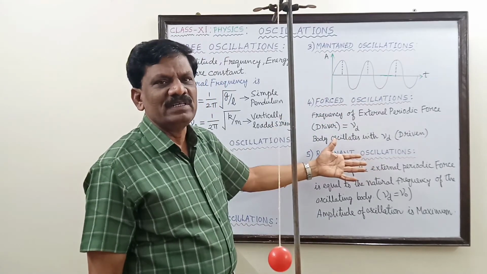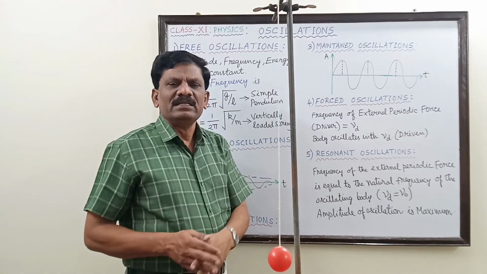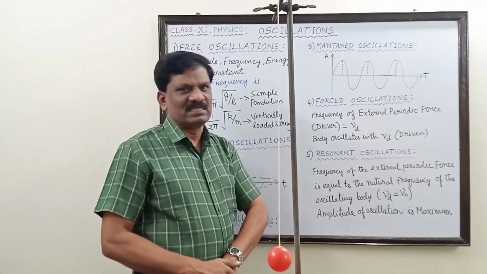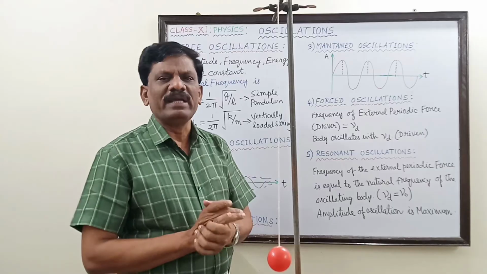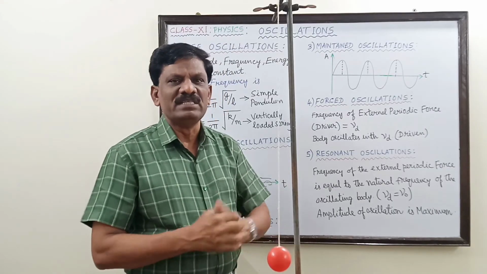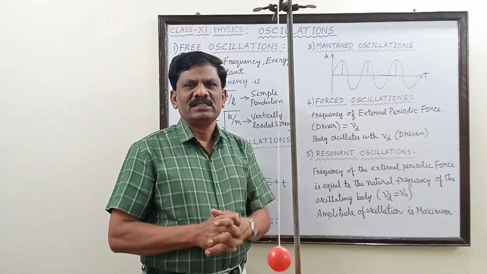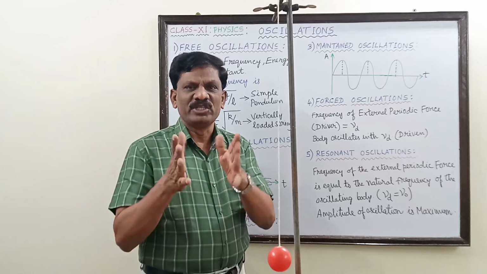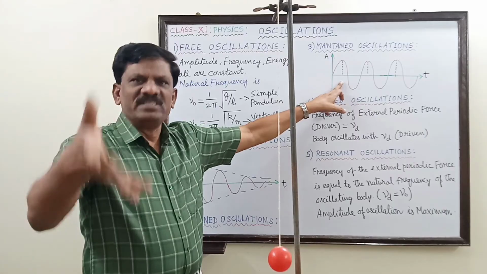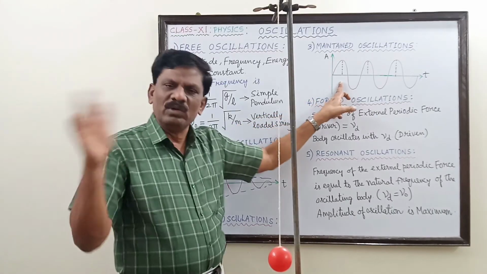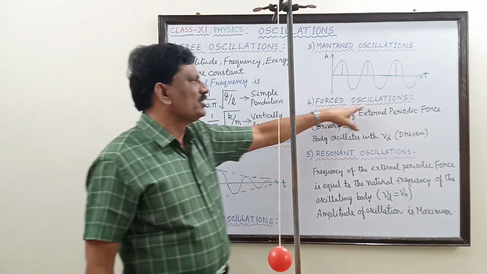Now the third type of oscillations is called maintained oscillations. What's the other name of it? Sustained oscillations. Here we want to maintain the amplitude of oscillation as constant. How? By supplying energy from an outside source. For example, take the electrically maintained tuning fork which is used in Melde's string experiment. Then the moving coil galvanometer, where the oscillation of the coil will be damped for measuring very feeble currents. So here the rate at which the energy is lost by the system is counterbalanced by supplying energy from outside at the same rate.